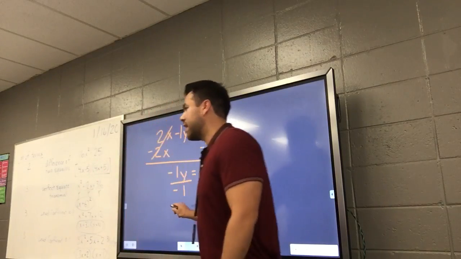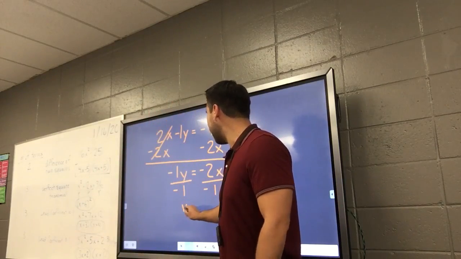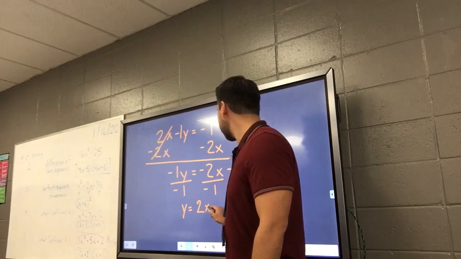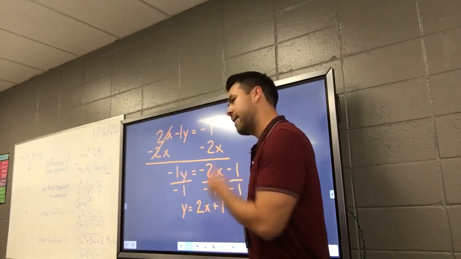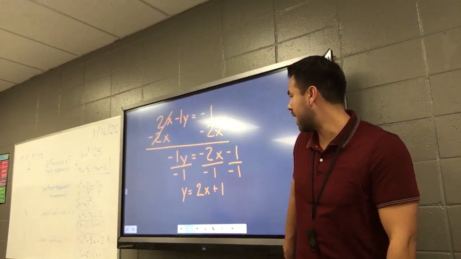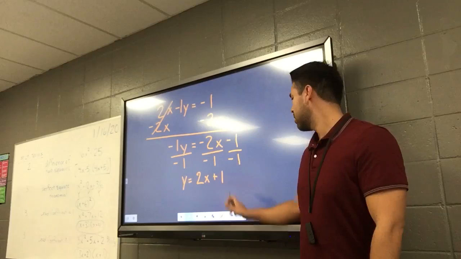All right, ready here, guys? I get y, positive y, equals positive 2x, positive 1. When you divide by negative 1, the signs change. That's basically all that happened. The signs all changed.